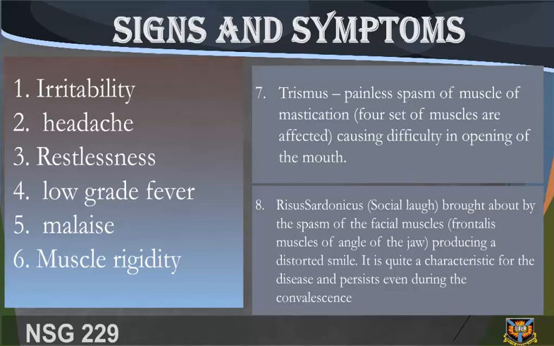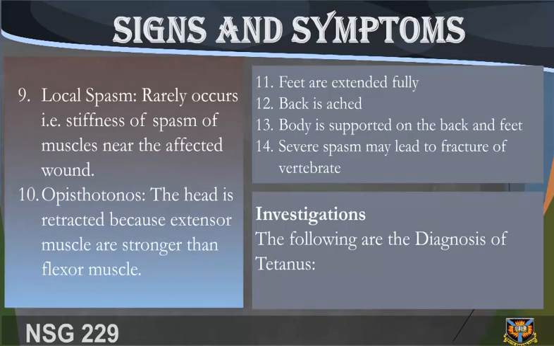8. Risus sardonicus. Social laugh, brought about by the spasm of the facial muscles, frontalis muscles and angle of the jaw, producing a distorted smile. It is quite characteristic for the disease and persists even during convalescence. 9. Local spasm rarely occurs, that is, stiffness or spasm of muscles near the affected wound. 10. Opisthotonus. The head is retracted because extensor muscles are stronger than flexor muscles.